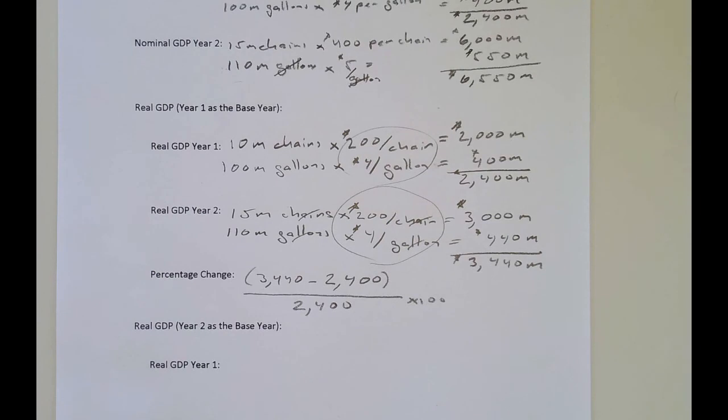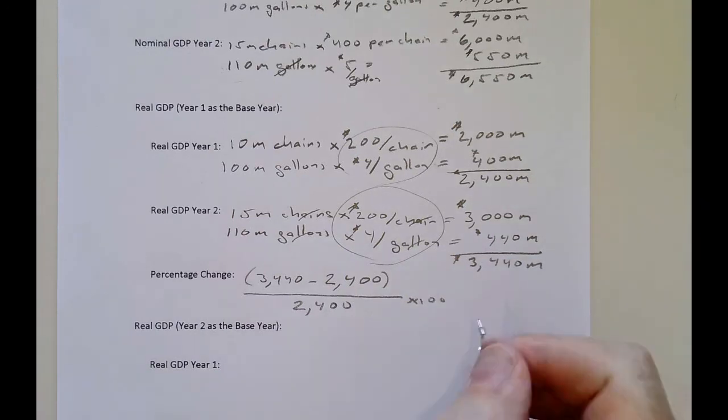I'll get my calculator out. And so I take 3,440 minus 2,400. I get 1,040. Divide 1,040 by 2,400. I get 0.433, times 100 to change that into a percent, and that would be 43.33%.